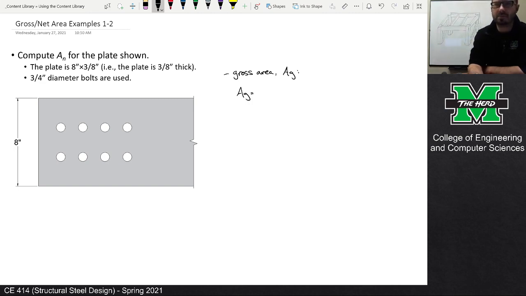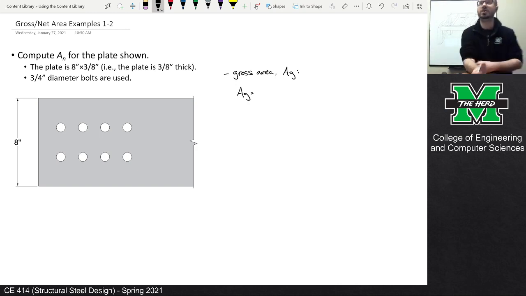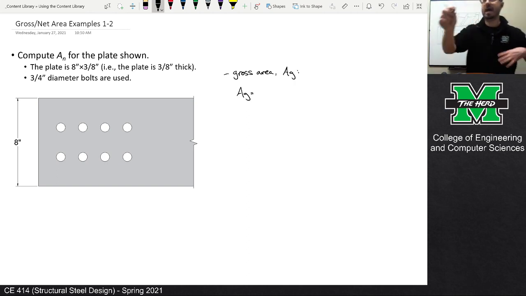Don't we need to know how long this plate is? That's a great question. And let me say two things. We will need to know how long it is later. But remember, we're talking about areas of cross sections. So we're talking about the samurai sword lightsaber perspective.